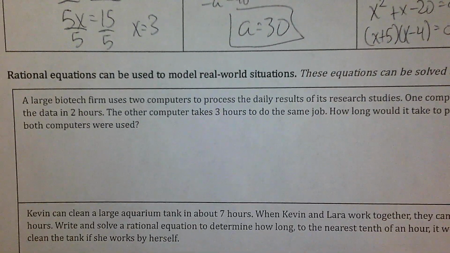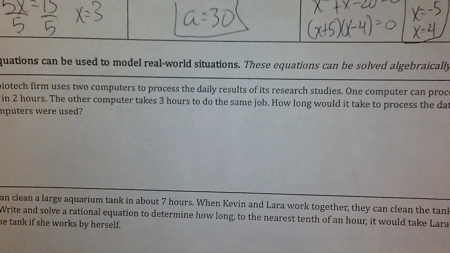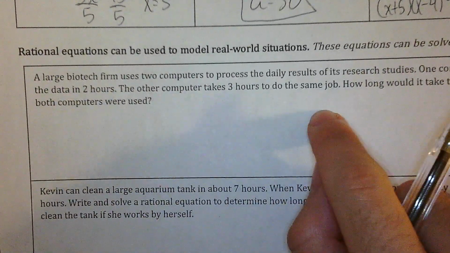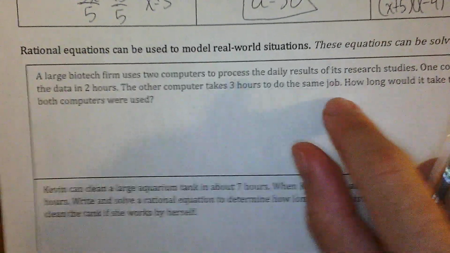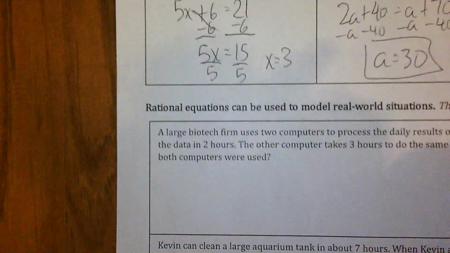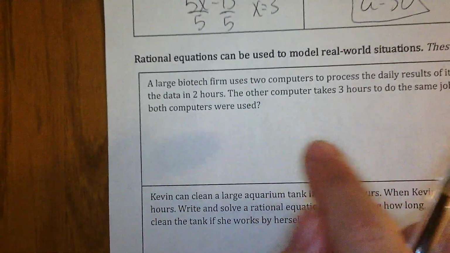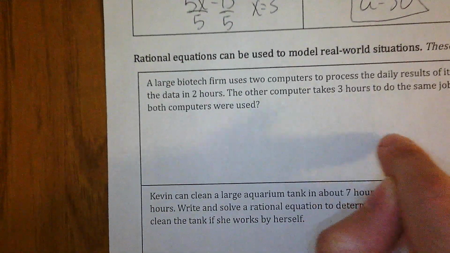Now we have some real-world situations, some word problems. There are some questions on the test just like this. The formula you want to know is that you'll have the speed of one plus the speed of the other equals the speed of them working together.